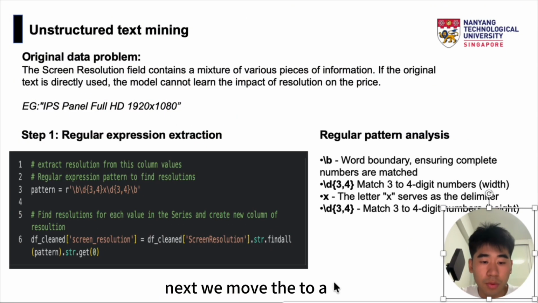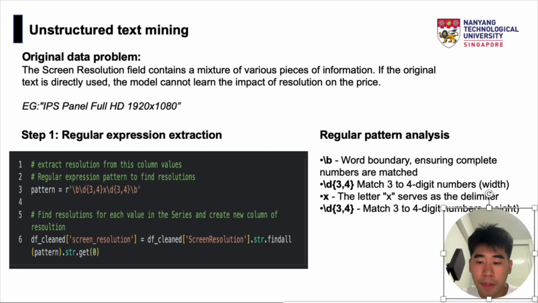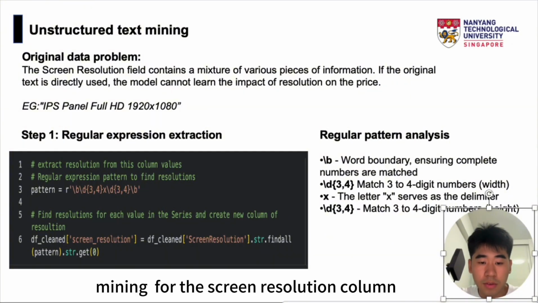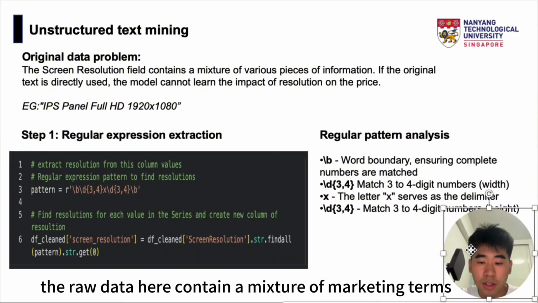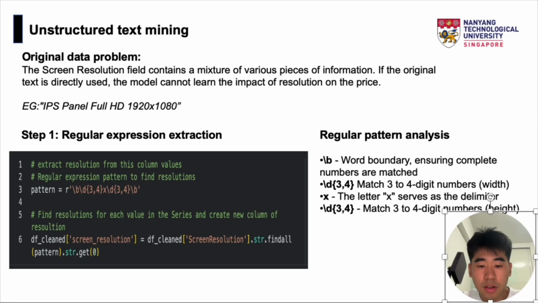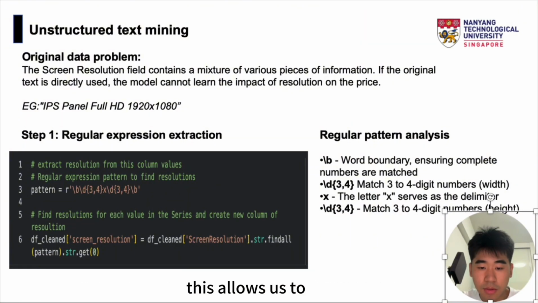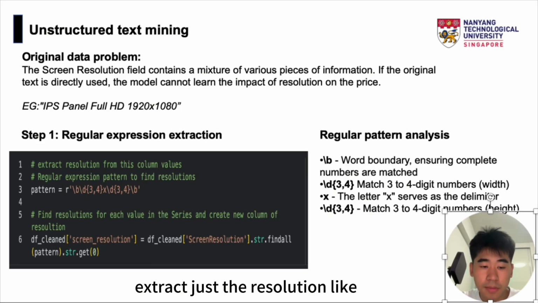Next, we moved to a more complex challenge, unstructured text mining for the screen resolution column. The raw data here contain a mixture of marketing terms blended with actual resolution numbers. To address this, we used regular expressions. This allows us to extract just the resolution, like 1920 by 1080, from the noise text.